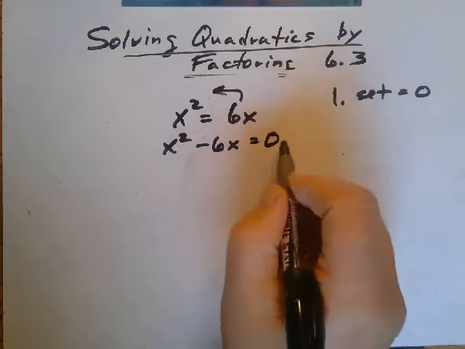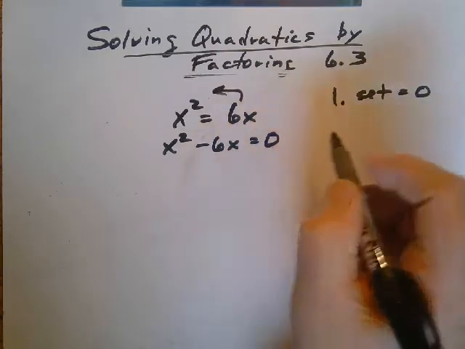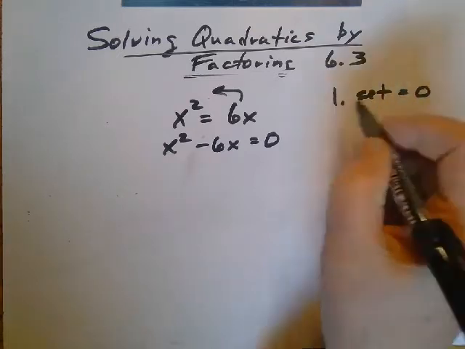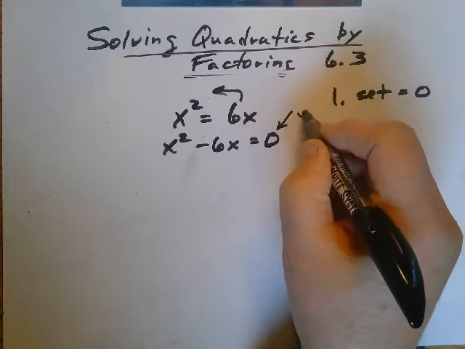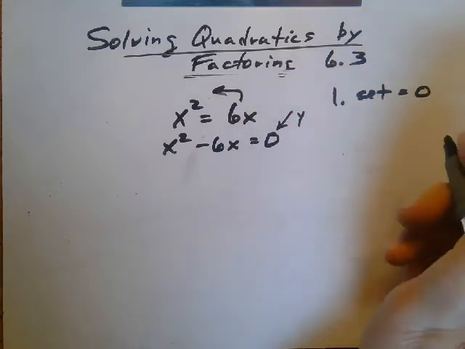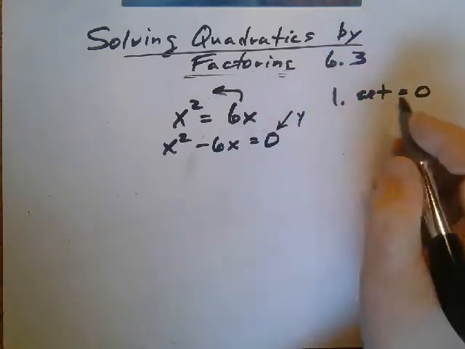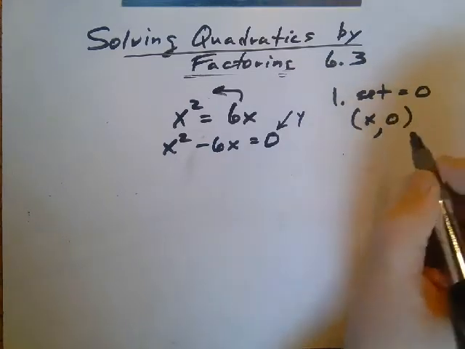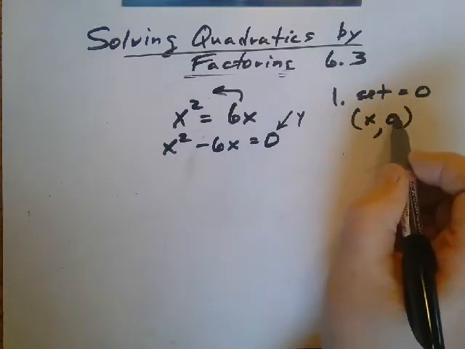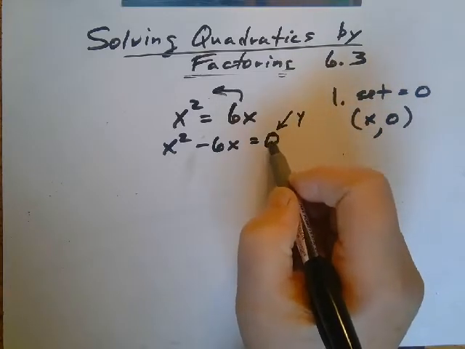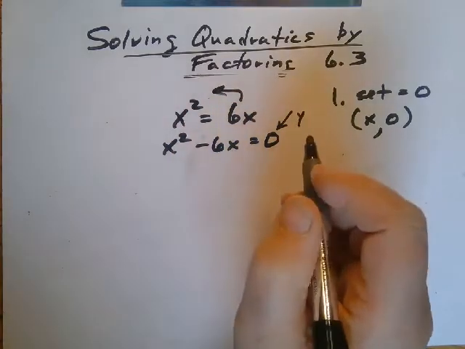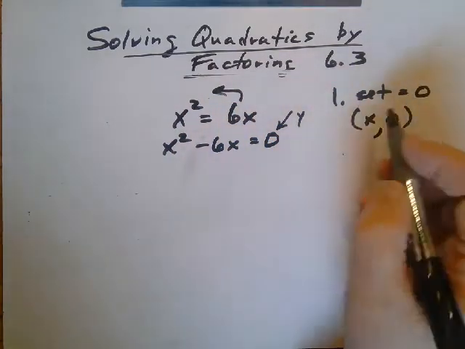Now, it's not as simple as just setting it equal to 0. If we're setting this equal to 0, this, which is normally y, we're letting it be 0. That's telling us that we're trying to find that spot, some x value and 0. The 0 here is the y value that we want it to be. So if y is 0, what is the x value? So the first step is to set it equal to 0.